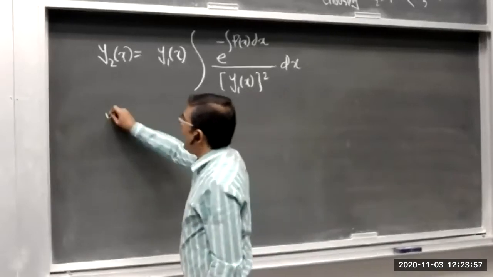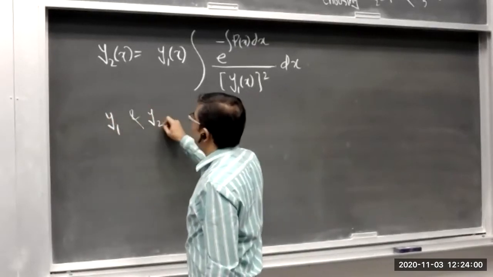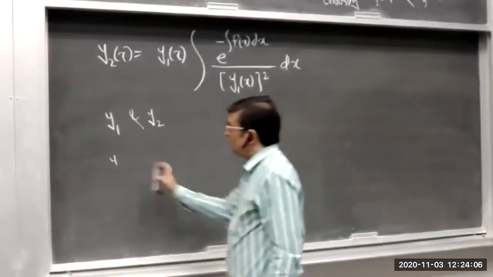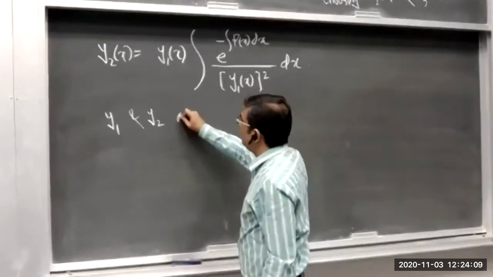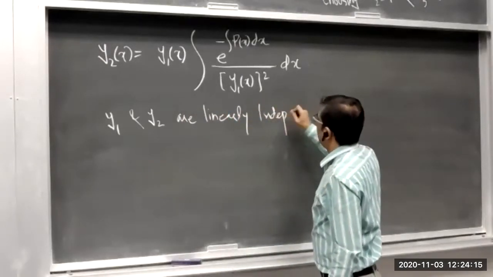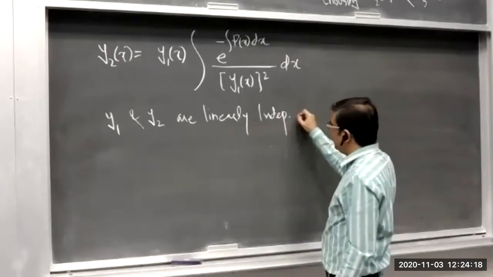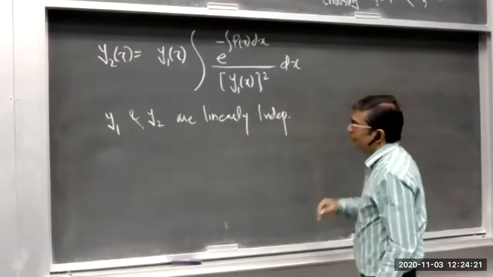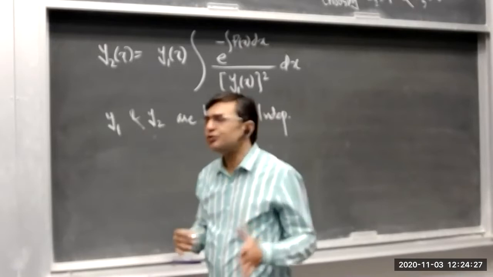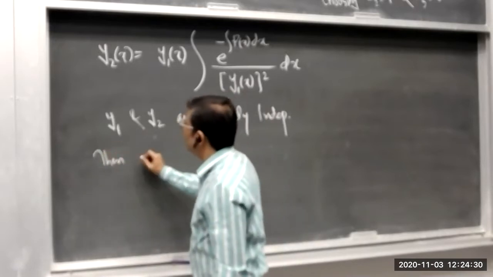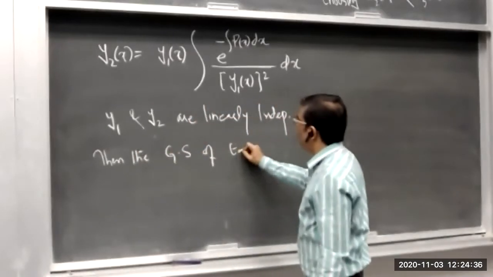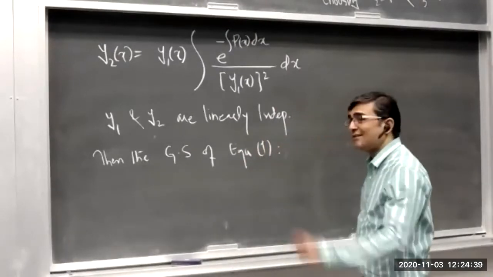Now, once we have y1 and y2, which are linearly independent, we can prove this as well. So I hope you can do it. If y1, y2 are linearly independent, then they form a fundamental set of solutions. In this case, we get the general solution of equation one, which is in standard form.